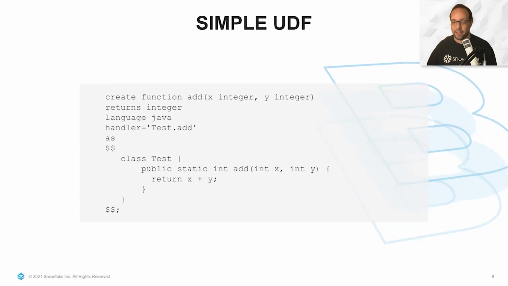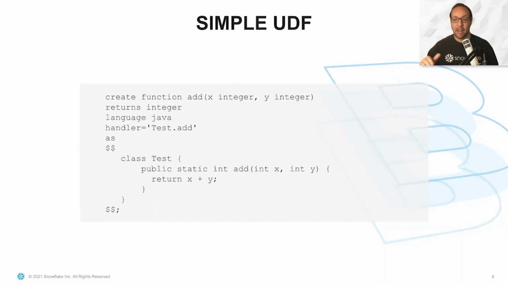very simple UDF. This is SQL code that you can run in Snowflake, and all that we're doing here is we're creating a function that adds two numbers. It takes two integers and it returns another integer. And here comes a special part about creating this UDF, is that we're saying that it's written in Java and we're giving it a handler. So basically we need a class with a static method that in this case is the class test with the add static method. If you see here, I have the code for that static method inside my SQL query.